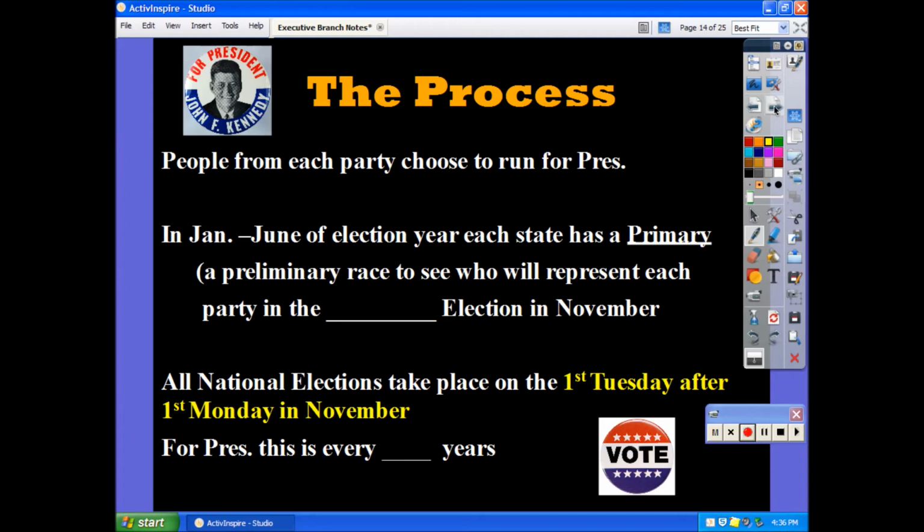This is not on the screen, it's written in yellow. It's not made up. This is very explicit in the Constitution, so there's no doubt when our elections will be held. And of course, that happens every 4 years for president.